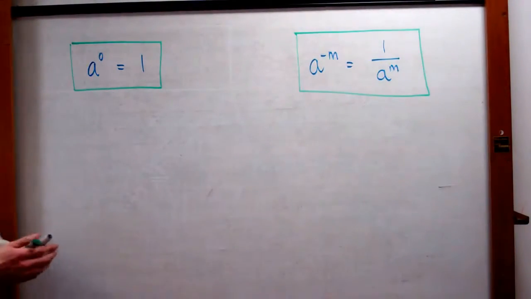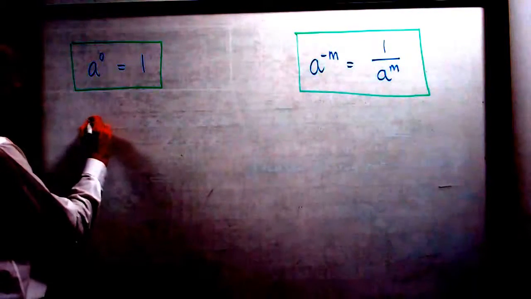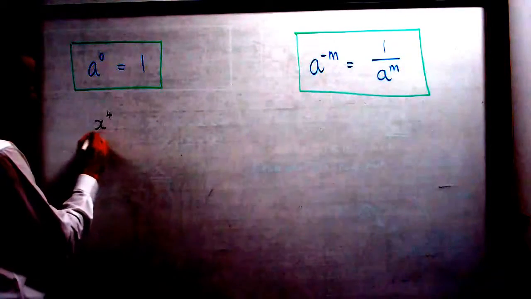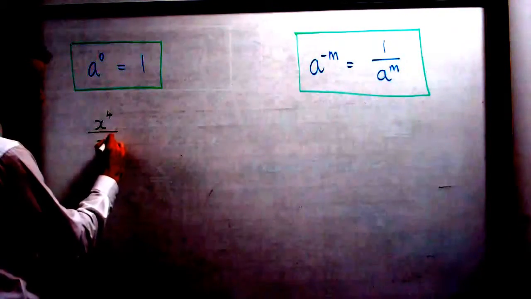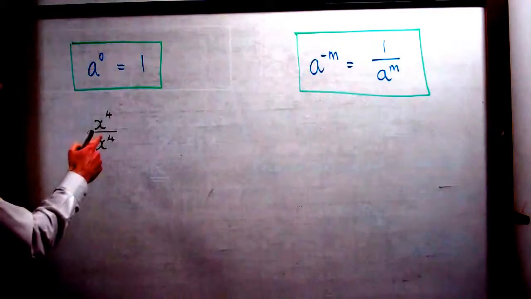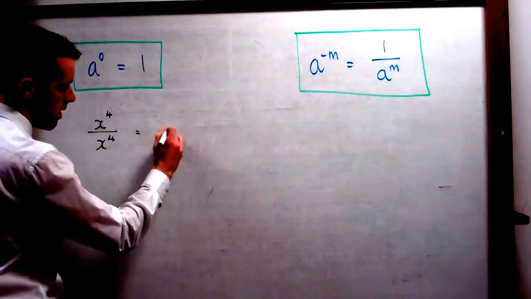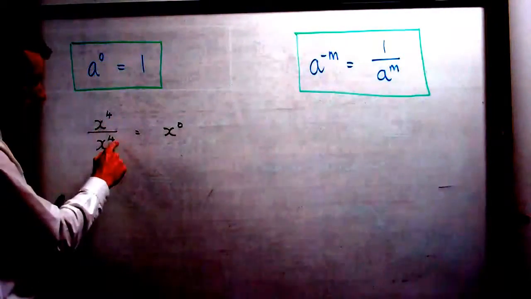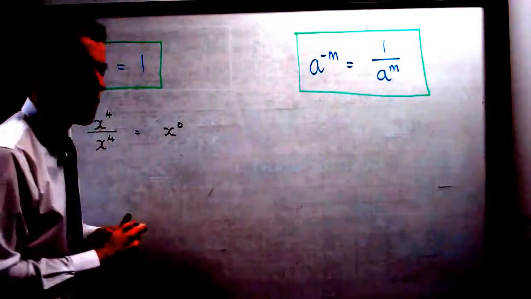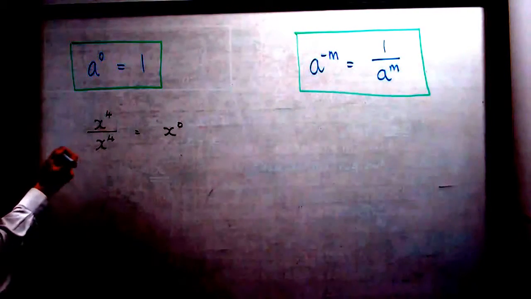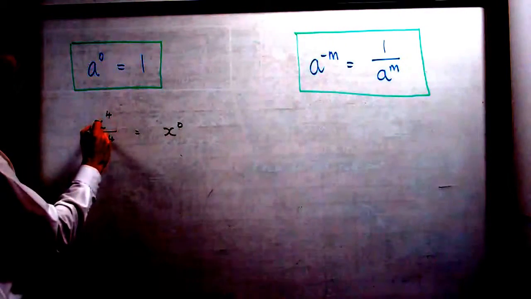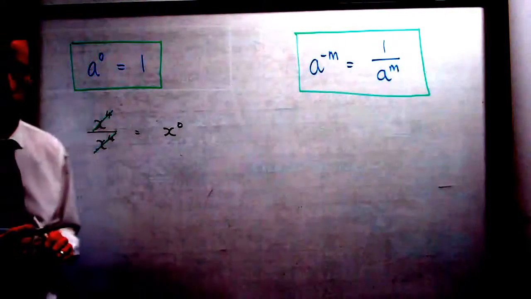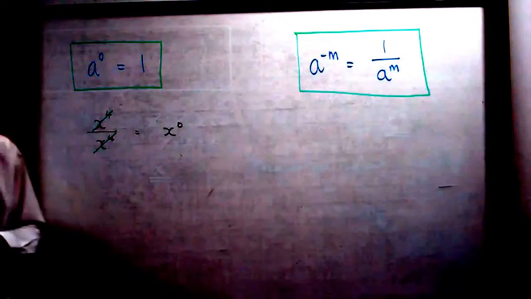Okay, so how does this work? Well, it's actually quite simple. If we think back to our division rule, so if we had x to the power 4 divided by x to the power 4, okay, then that would give us x to the power 0, right? Because we do 4 minus 4. This gives us 0. Now, we can cancel out the x to the power 4s from our knowledge of algebraic fractions, okay?